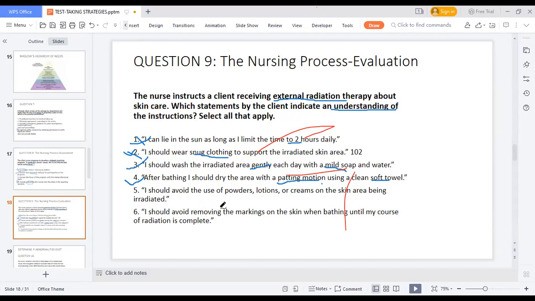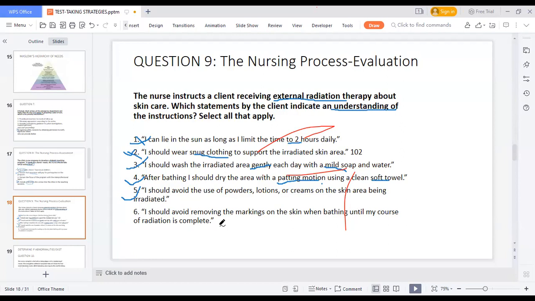I should avoid the use of powders, lotions, cream, on the skin. Yep. Correct. You don't use lotions, creams on the skin of a client undergoing radiation. So this is a right statement. This is a correct statement. Okay. Remember, we are selecting options that show correct statements. So it's right. It's fine.